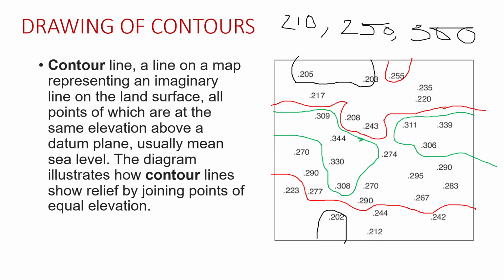A contour line on a map represents an imaginary line on the land surface, all points of which are at the same elevation above a datum plane, or you can say sea level. The diagram illustrates how contour lines show relief by joining points of equal elevation. So I have taken three values, 210, 250 and 300. Now the black line denotes the 210 elevation value, demarcating the elevation of 210 meters above sea level.